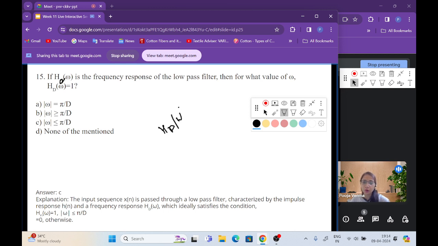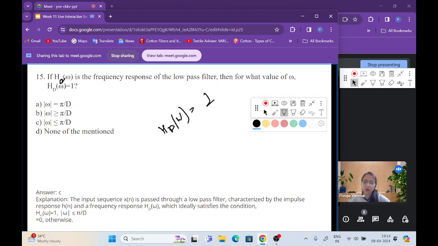So for what value will the filter be 1? Option A is mod of omega is equal to pi by D. Option B is mod of omega must be greater than or equal to pi by D. Option C is mod of omega is less than or equal to pi by D, or option D none of the mentioned. So for what value of omega must that filter function be 1?